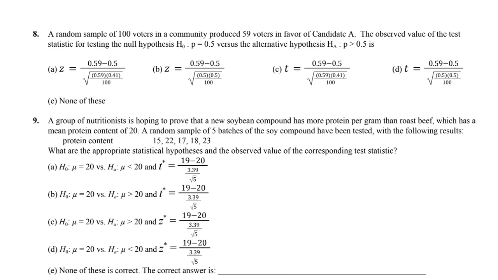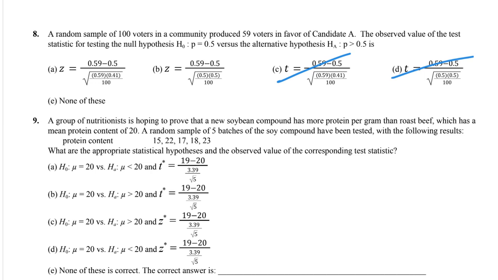All right, the next question says a random sample of 100 voters in a community produced 59 voters in favor of candidate A. The observed value of the test statistic for testing the null hypothesis, P equals 0.5 versus the alternative P is greater than 0.5 is, so first of all, this problem is proportions, which means that I should be using Z. So that means I can eliminate option C and option D.